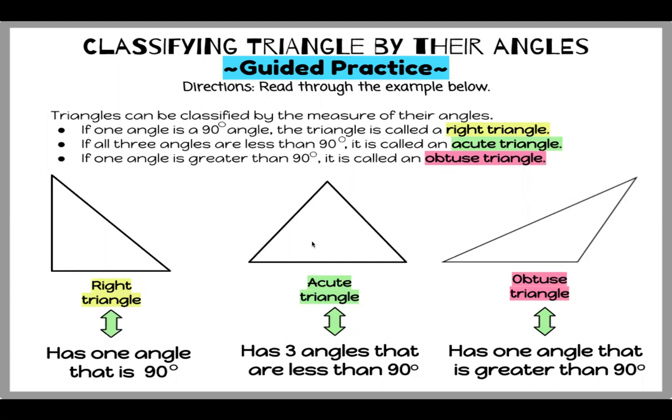A triangle that has all 3 acute angles is called an acute triangle. All 3 angles must be acute for it to be an acute triangle. And then last but not least, we've got an obtuse triangle, which has one angle that is greater than 90 degrees. It has one angle that is obtuse. Okay, so that's some review from yesterday's lesson.